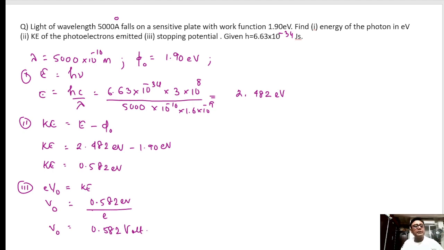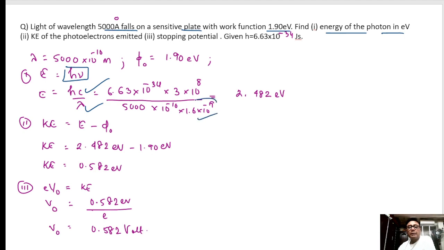Okay friends, let's see the next sum. The next sum says that the wavelength of the light falling on the sensitive plate is this. This is the incident wavelength. Work function is this. Find the energy of the photon in electron volt. Okay, energy is h nu, which is hc by lambda.